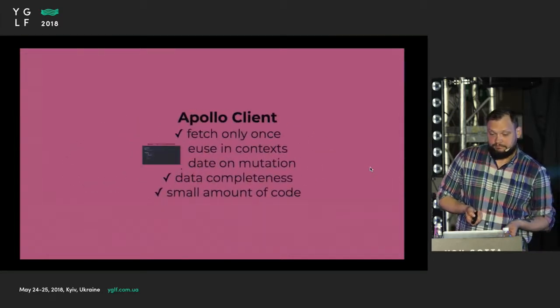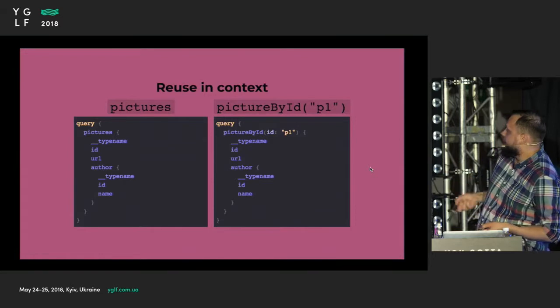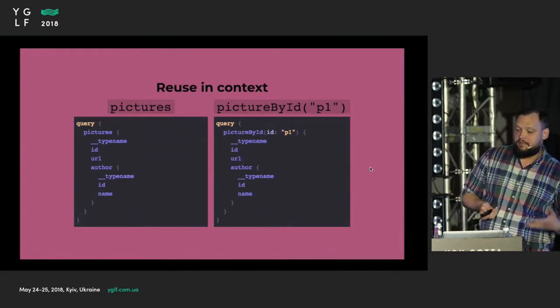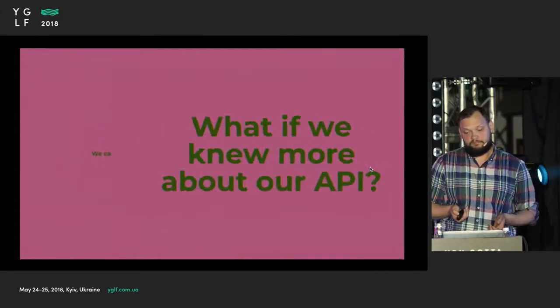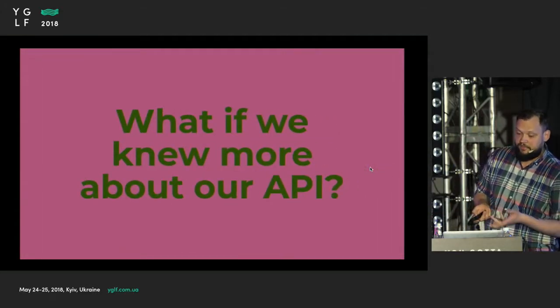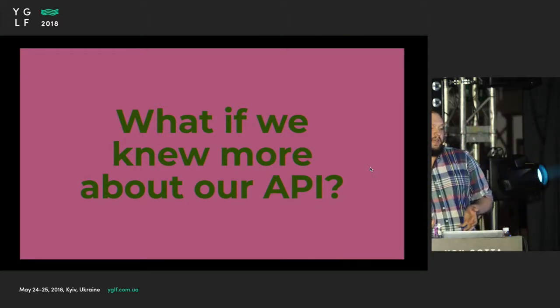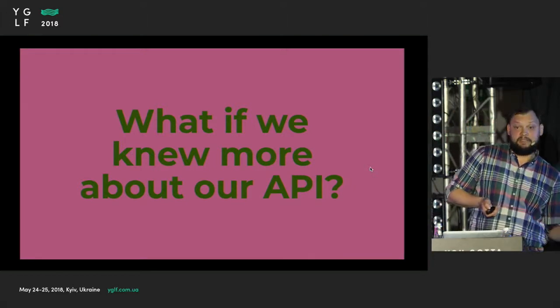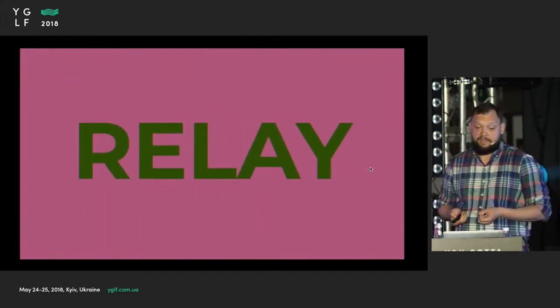So yeah, but maybe we don't have to stop here. Maybe Apollo in some way can know how to associate a picture by ID with some particular root field. So yeah, what if we knew more about our API? What if we had some restrictions placed on our API by our cache that would let the cache know how to do those things automatically?